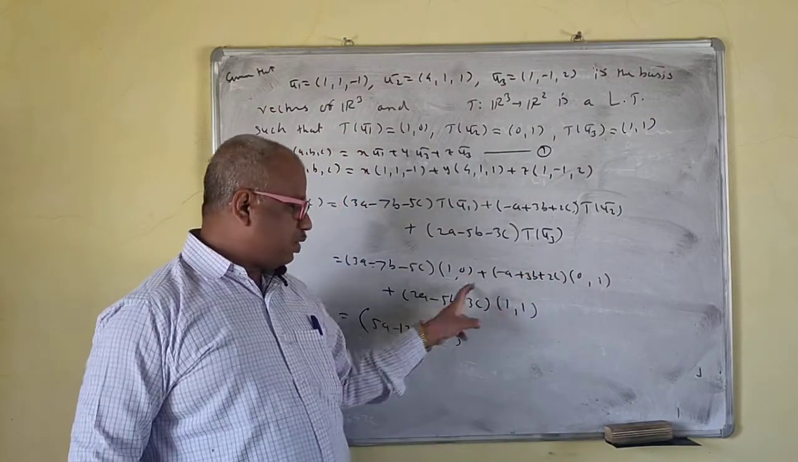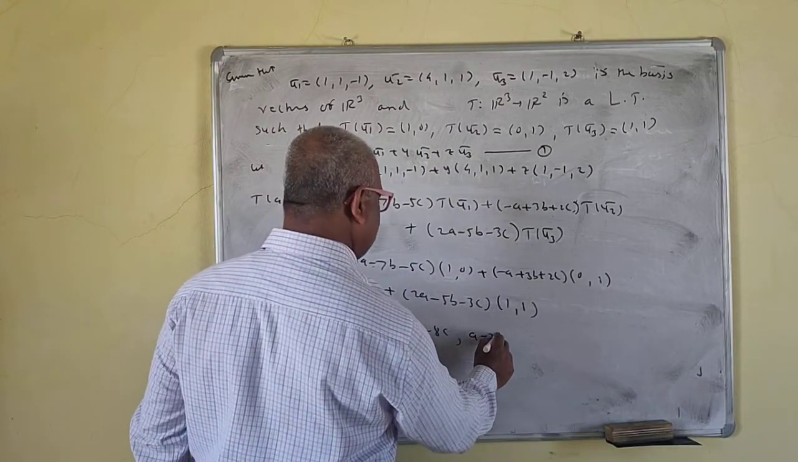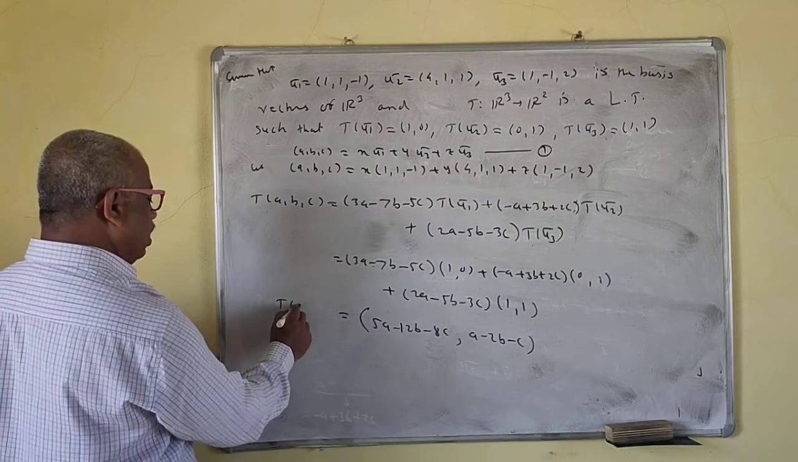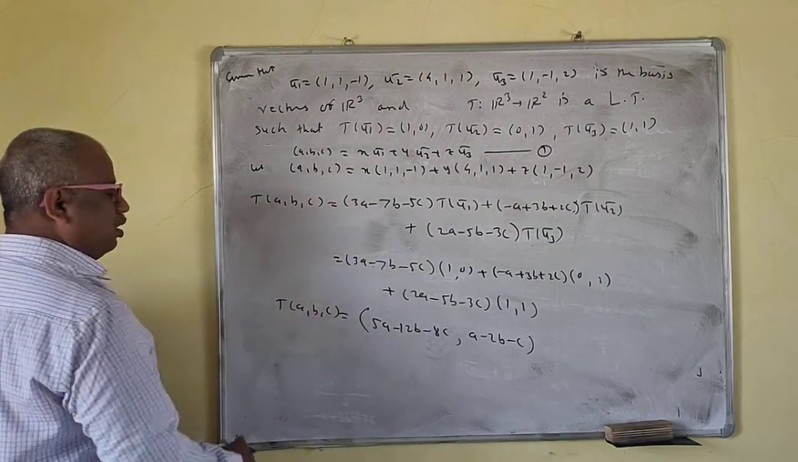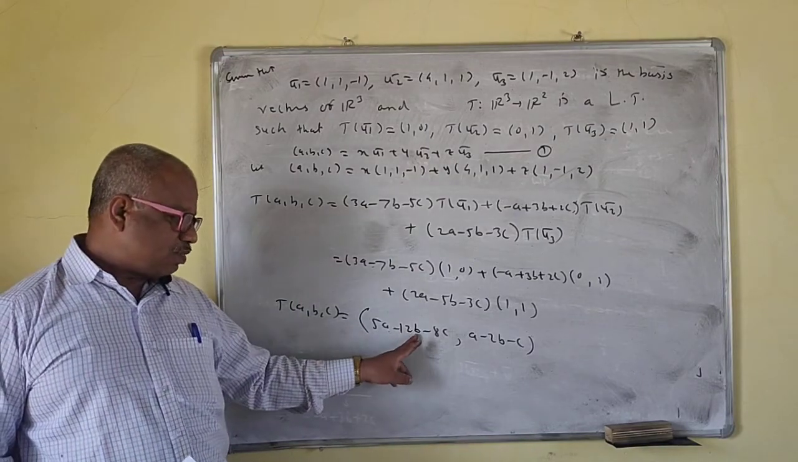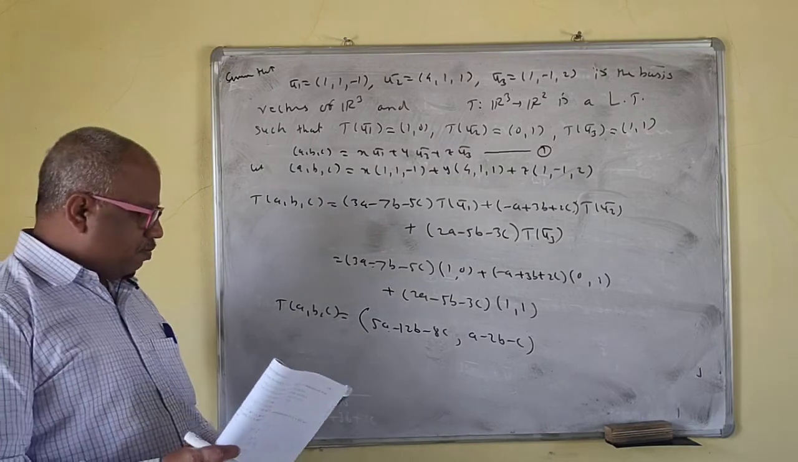That means your second component is the addition of this one. This is what then a minus twice b minus c. So this is your T of A, B, C. That means T of x, y, z is the same as 5x minus 12y minus 8z, so A minus twice B minus C.